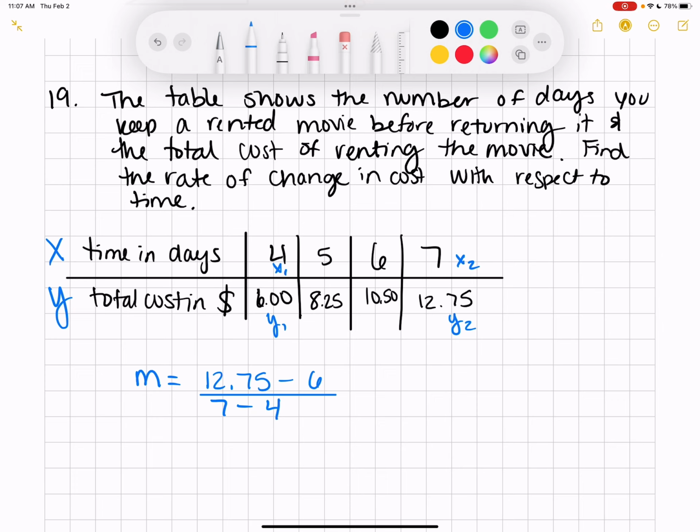And I'll let you use the calculator for this too. So the bottom is going to end up being 3. The top is 6.75. And then you just divide 6.75 by 3, which is 2.25. And so $2.25 per day is what that means, to rent the movie from this place.